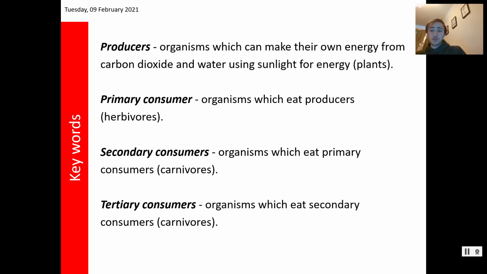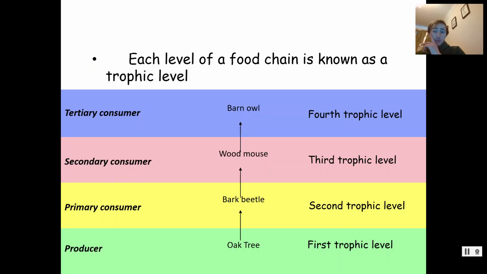Fine. So hopefully everybody put that the acacia tree was the producer, the giraffe was a primary consumer, and the lion was a secondary consumer. Fine. Now, there's one more thing to add on here. Again, not too difficult. This is trophic levels. This is actually the thing you're most likely to be asked about when labelling a food chain. You're most likely to be asked to label the trophic levels that different organisms are found at.